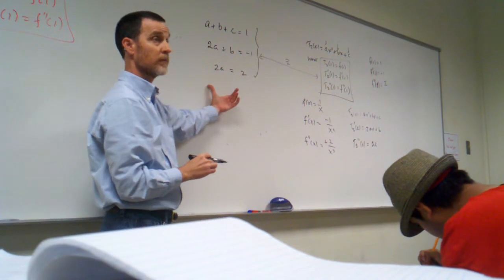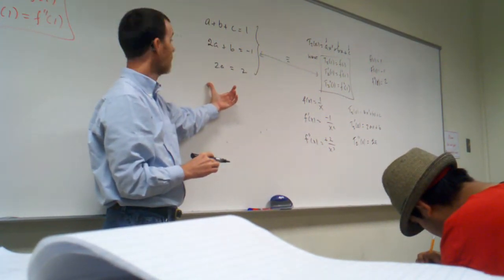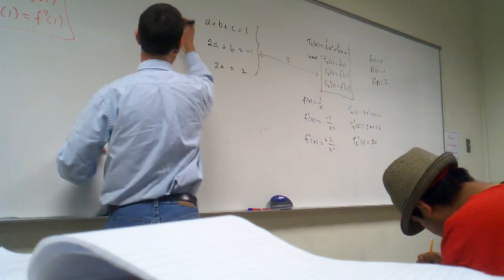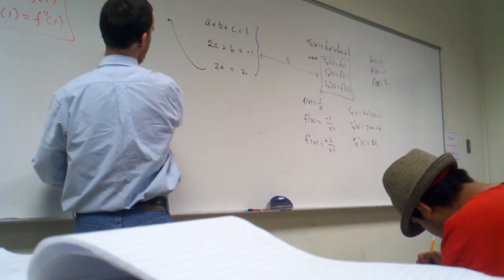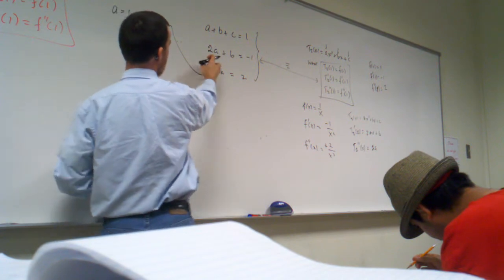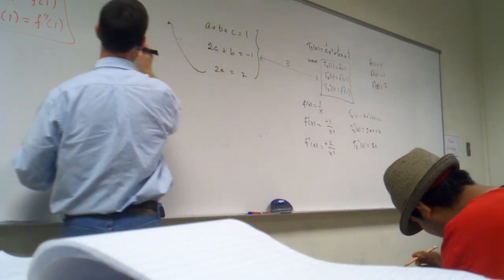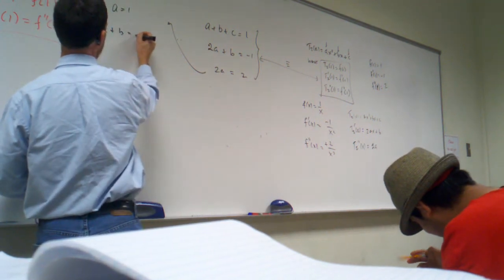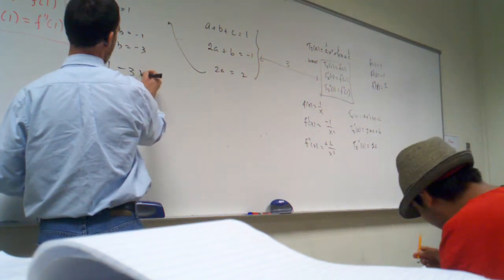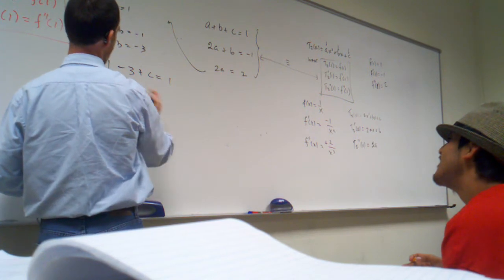Good? That's easy, right? What's a got to be? 1. So now I'm just solving backwards. A's got to be 1. What's b got to be? B's got to be -1. 2 plus b is -1. And then 1 minus 3 plus c has to be 1. And so c has to be 3.